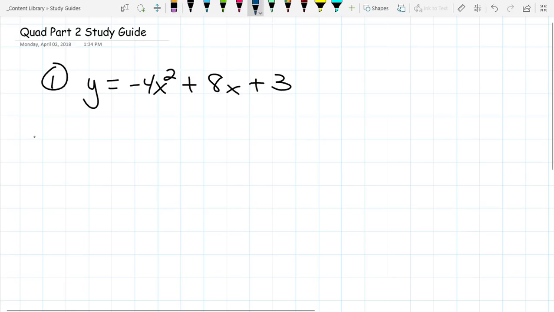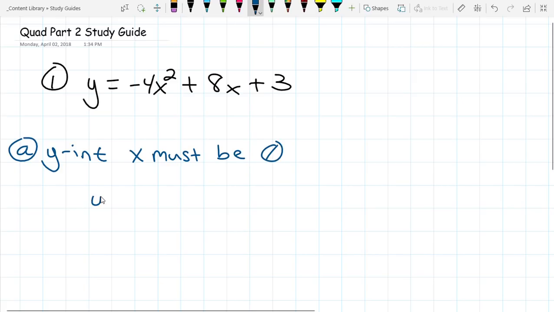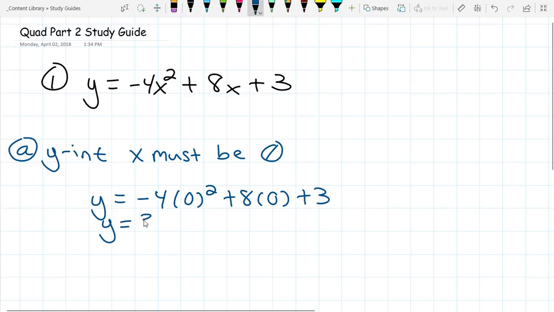So the first thing it has you doing is finding the y-intercept. Well, we know that for a y-intercept, the x must be 0. So we're going to take the x out of this equation and put in a 0. So negative 4 times 0 squared plus 8 times 0 plus 3. If we do our order of operations, we end up with a 3. So the y-intercept is located at 0, 3.